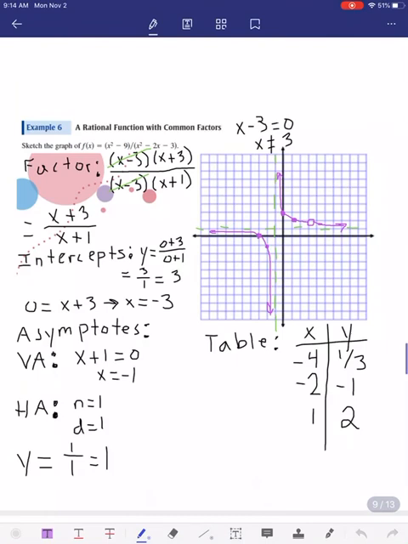Alright, and in our next lesson, we'll be going over our last type of asymptote, which are called our slant asymptotes.